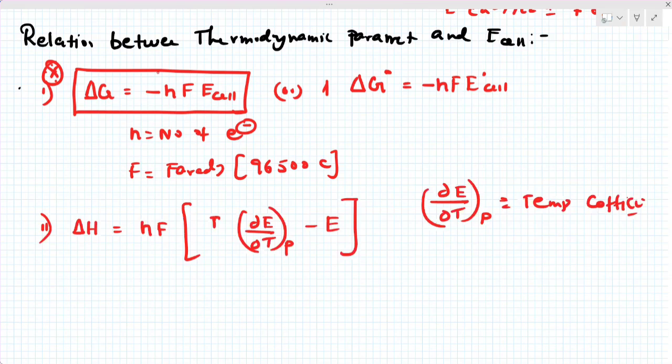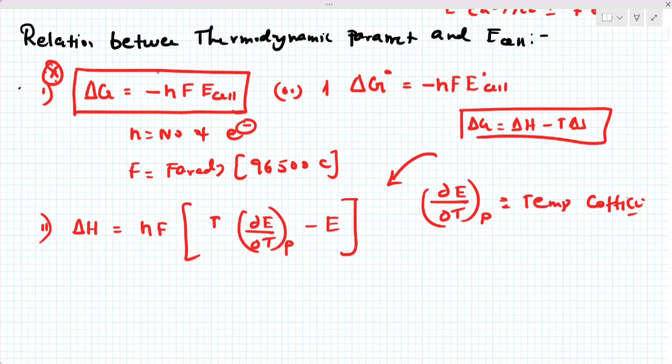Listen, how can we derive this formula from this one? Delta G is equal to delta H minus T delta S, right? Using this formula, I can derive the delta H value.